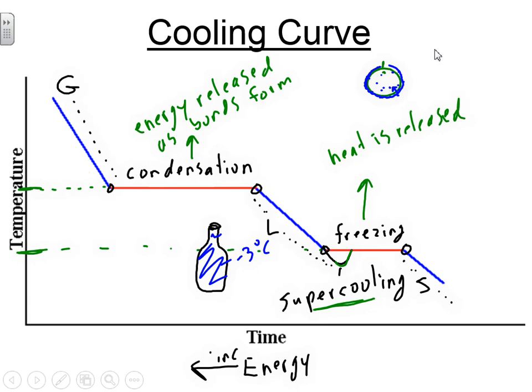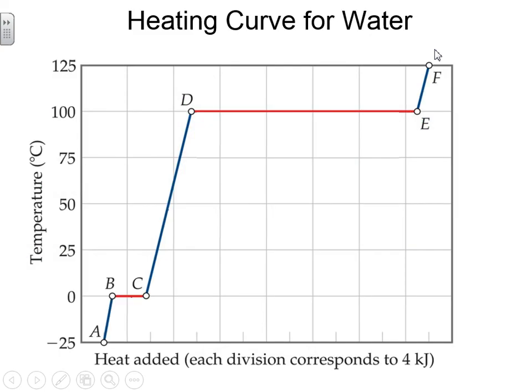Alright, so that's the outline of the heating curve and the cooling curve. Now let me show you an actual curve that's drawn to scale, and this would be for water. Usually we're going to work a lot with water. Water will be the substance of choice for us as we study this idea of heating and cooling and energy. This is drawn to scale, which means that the numbers here represent actual measurements.